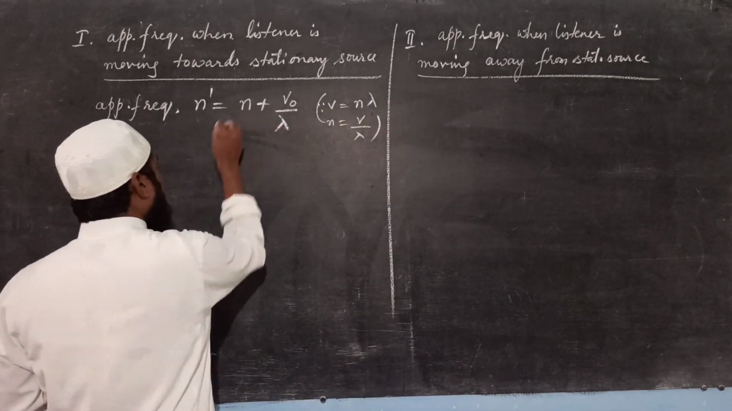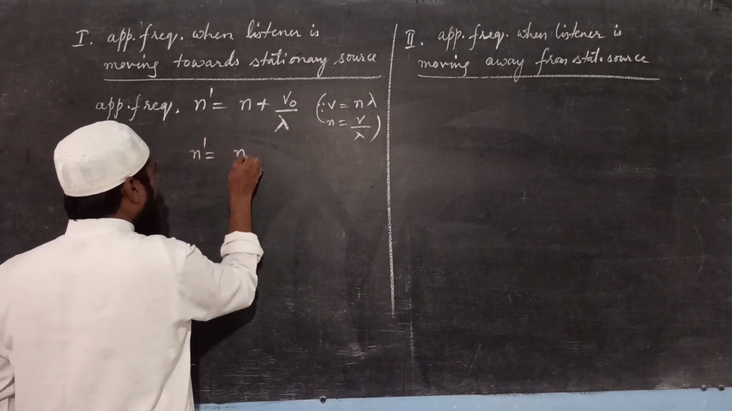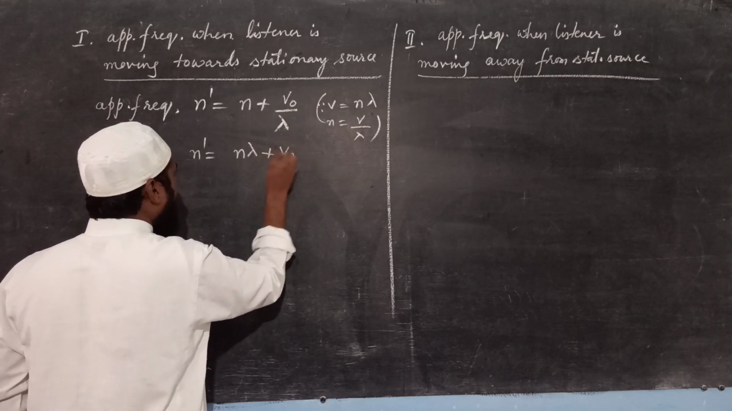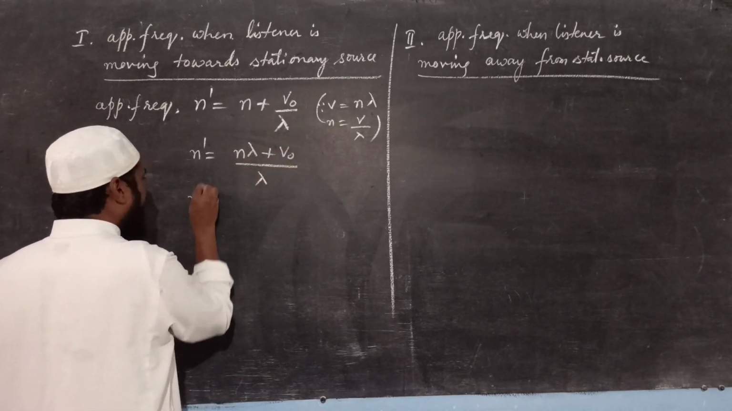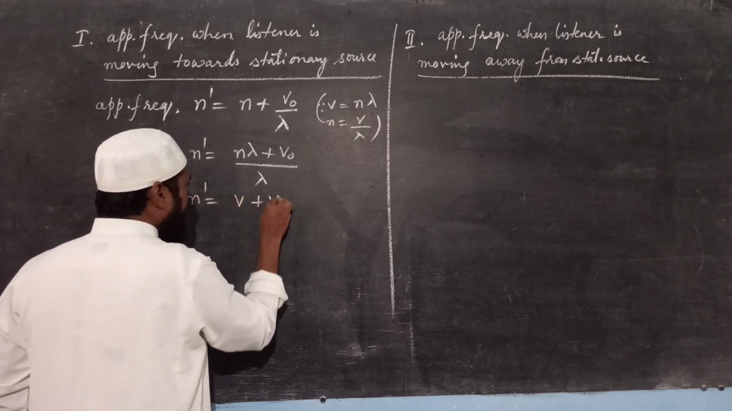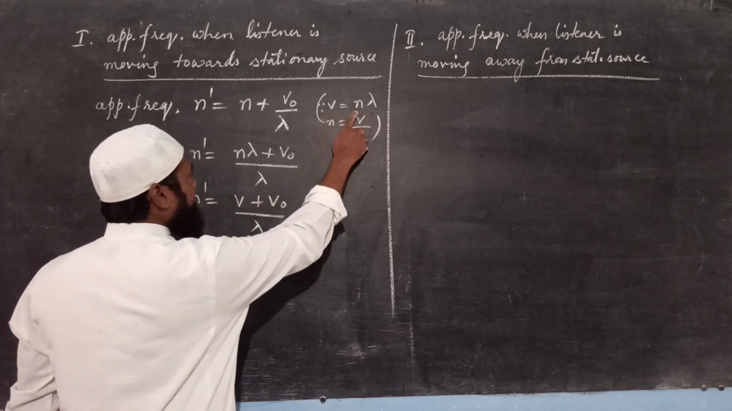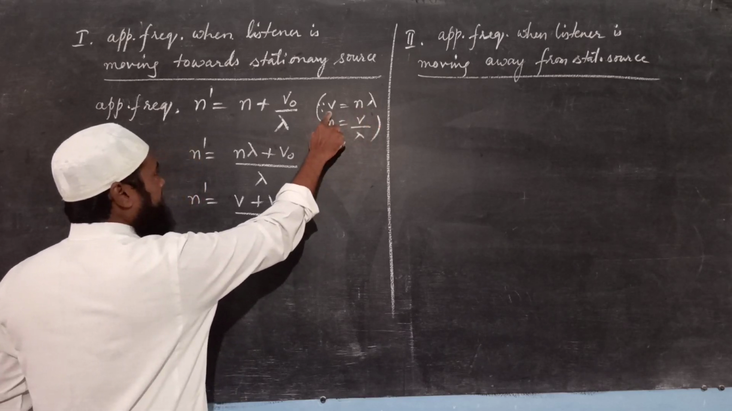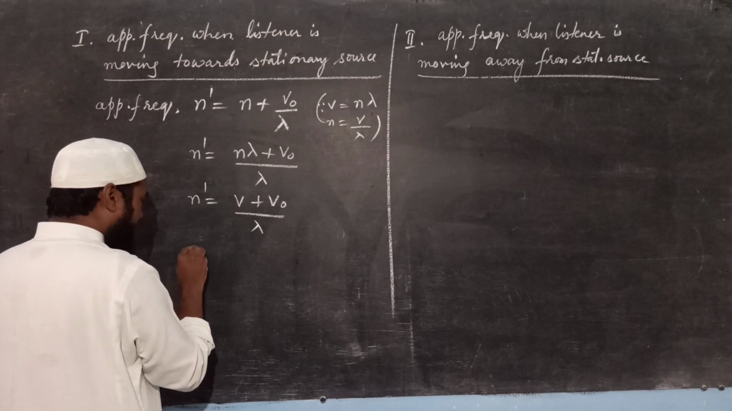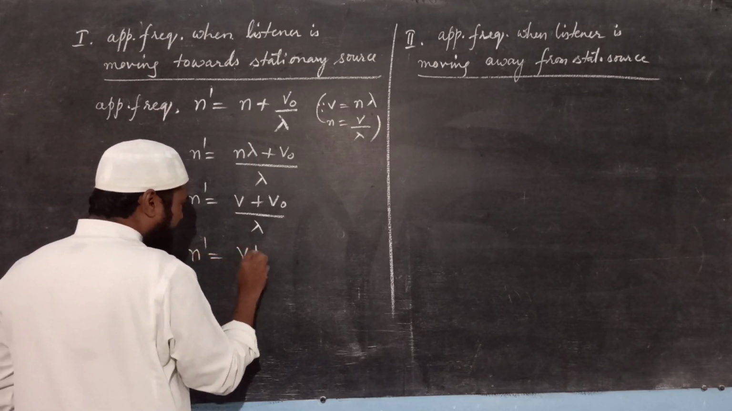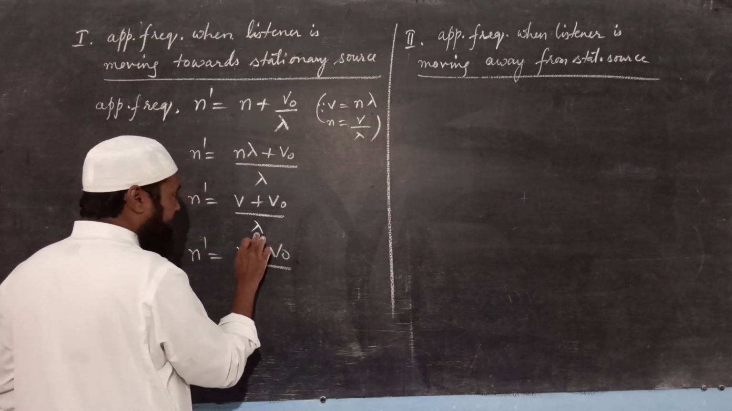So from this, if you take LCM, n dash will be equal to n lambda plus v naught by lambda, and this n lambda can be written as v plus v naught by lambda. From the equation, n lambda is equal to v, so in place of n lambda we have written v. Now n dash is equal to v plus v naught by lambda.